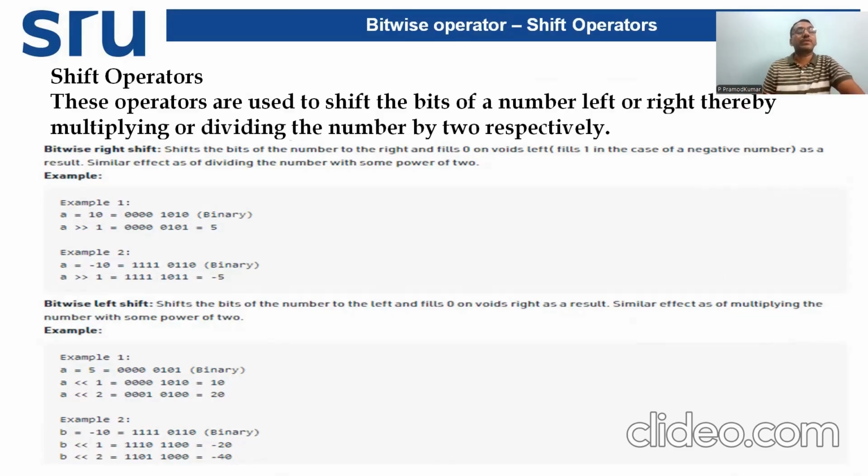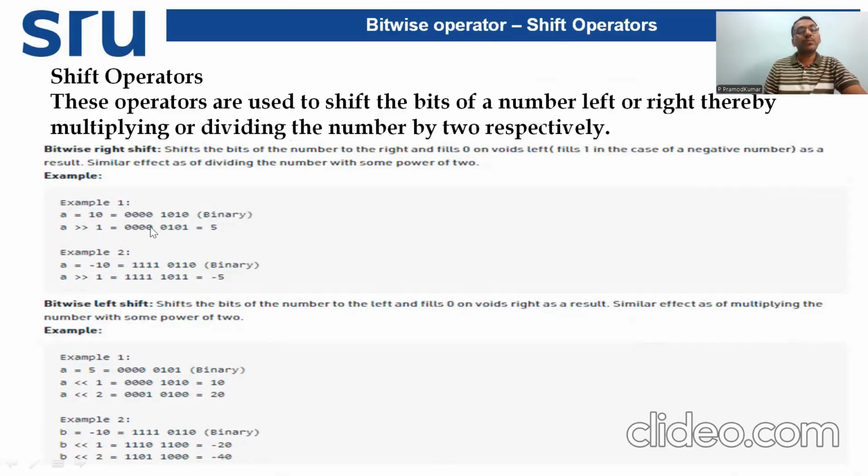Right. Coming to the first, bitwise right shift. Here is an example. The example I am considering is A equals 10. So the equivalent binary value for 10 is 00001010. I would like to shift A right shift 1. It means that the binary digits of A will be shifted towards the right side by 1 position.